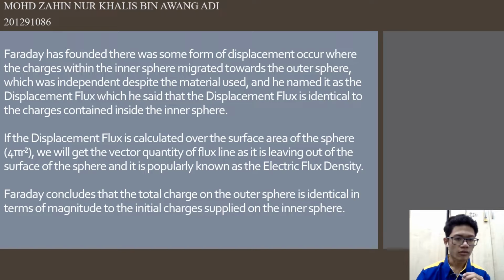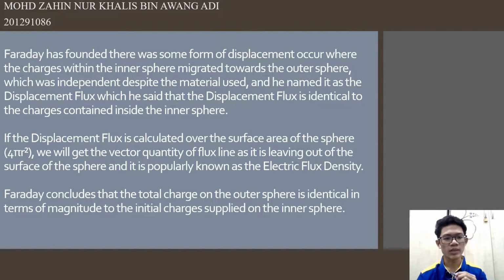Next, Faraday found that there was some form of displacement where the charges within the inner sphere migrated towards the outer sphere, which was independent of the material used as the dielectric material. He named the occurrence the displacement flux, and he said that the displacement flux is identical to the charges contained within the inner sphere.